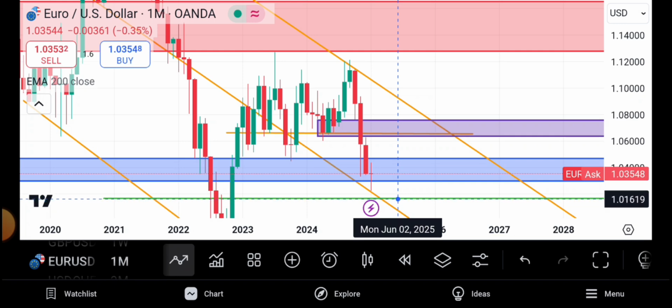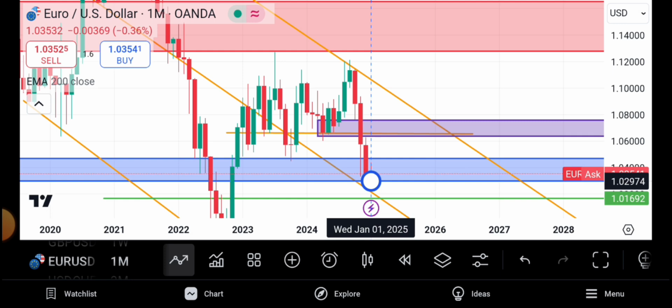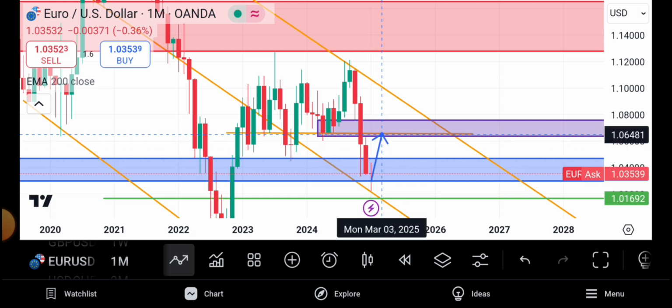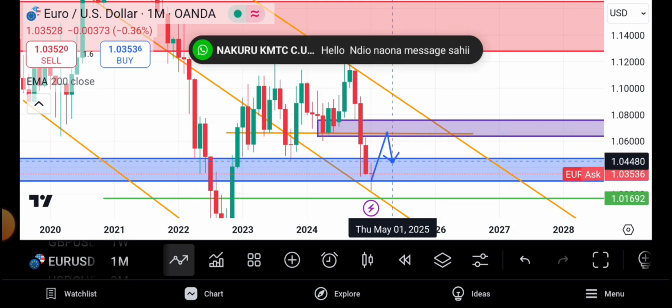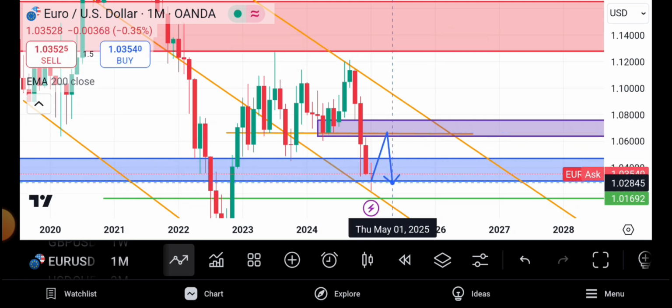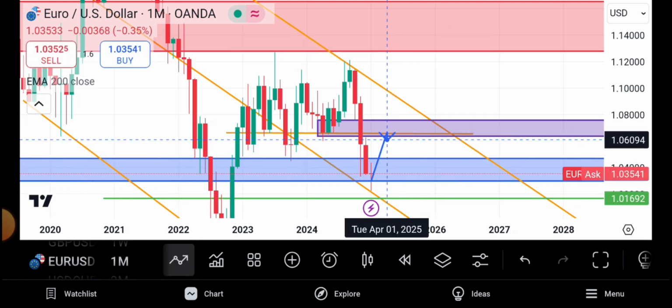So the rule of the game is, this is scenario number one. We must reclaim this fair value gap. Once the fair value gap is reclaimed, I will sell for a long-term sell up to that zone. That is scenario number one.